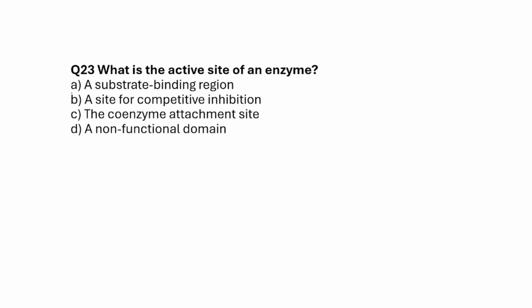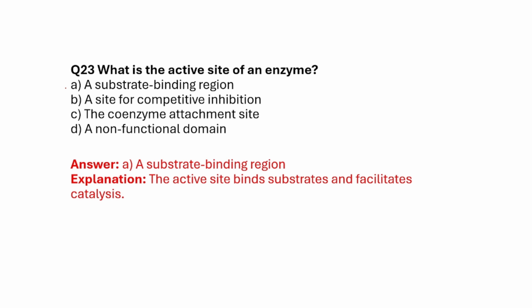What is the active site of an enzyme? A substrate binding site, a site for competitive inhibition, the coenzyme attachment site, or a non-functional domain. So the answer is a substrate binding site, which is called the active site and facilitates the catalysis.